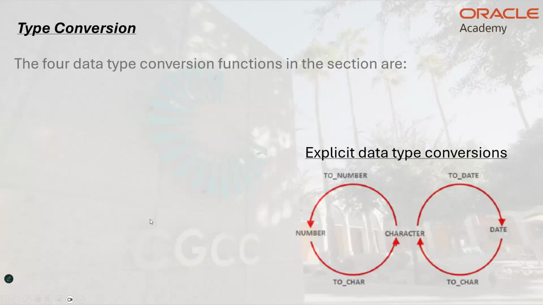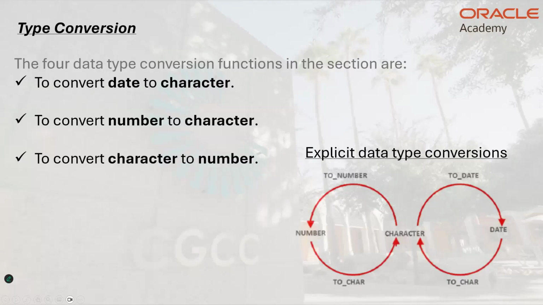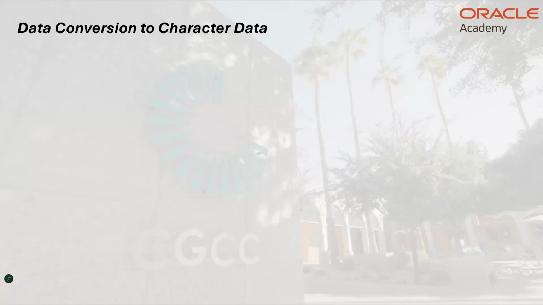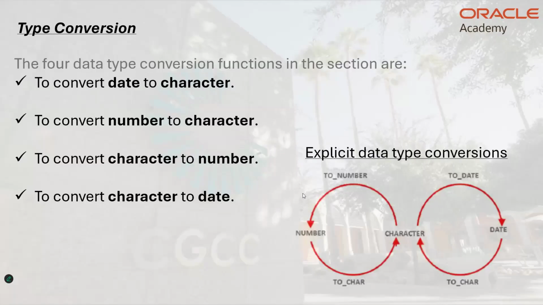So we have explicit, which means that you define the conversions. To convert date to character, to convert number to character, these are the explicit ones. To convert character to number, to convert character to date, and that's a little pictorial that I picked up from Oracle. I don't know if that makes it easier to understand. It's probably just to remember these four: date to character, number to character, character to number, character to date, just back and forth.